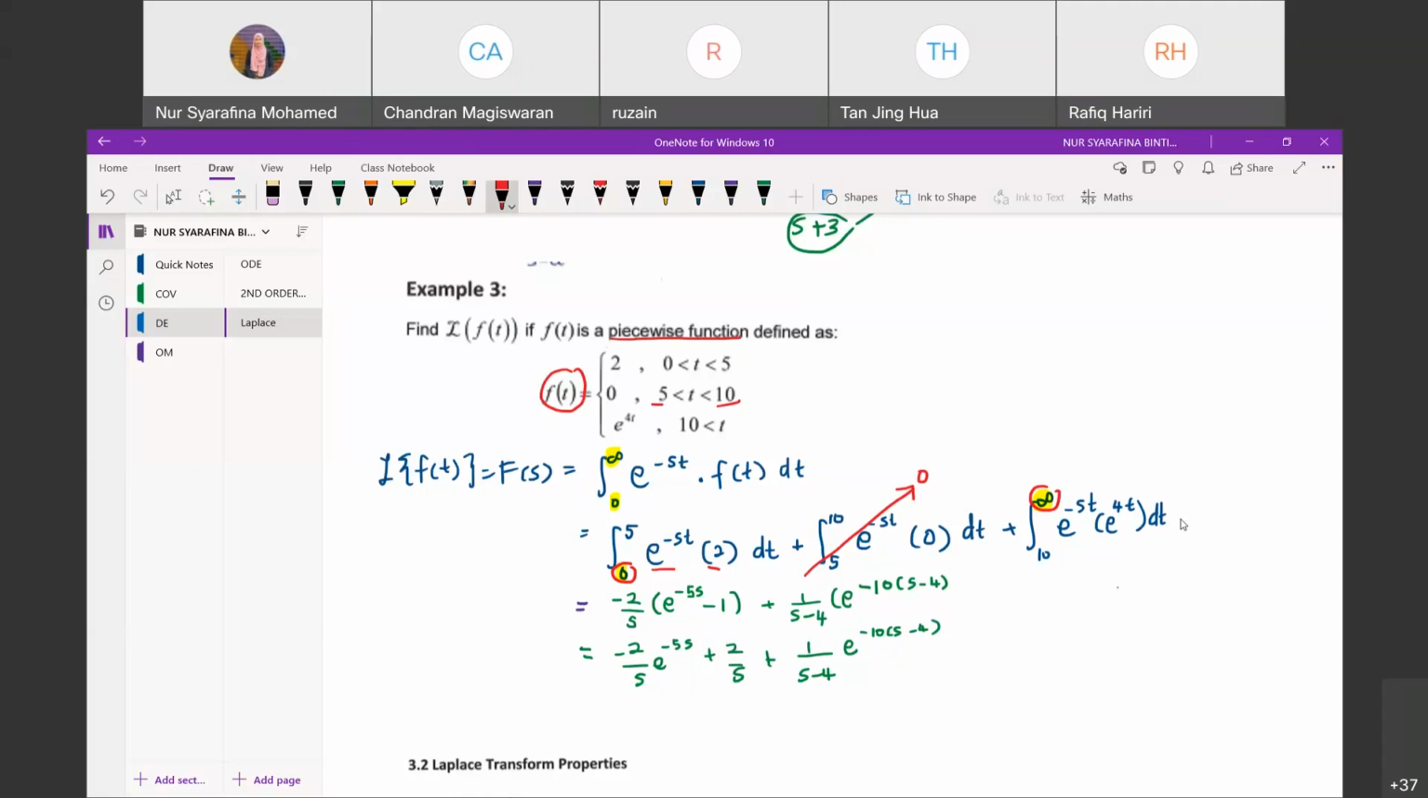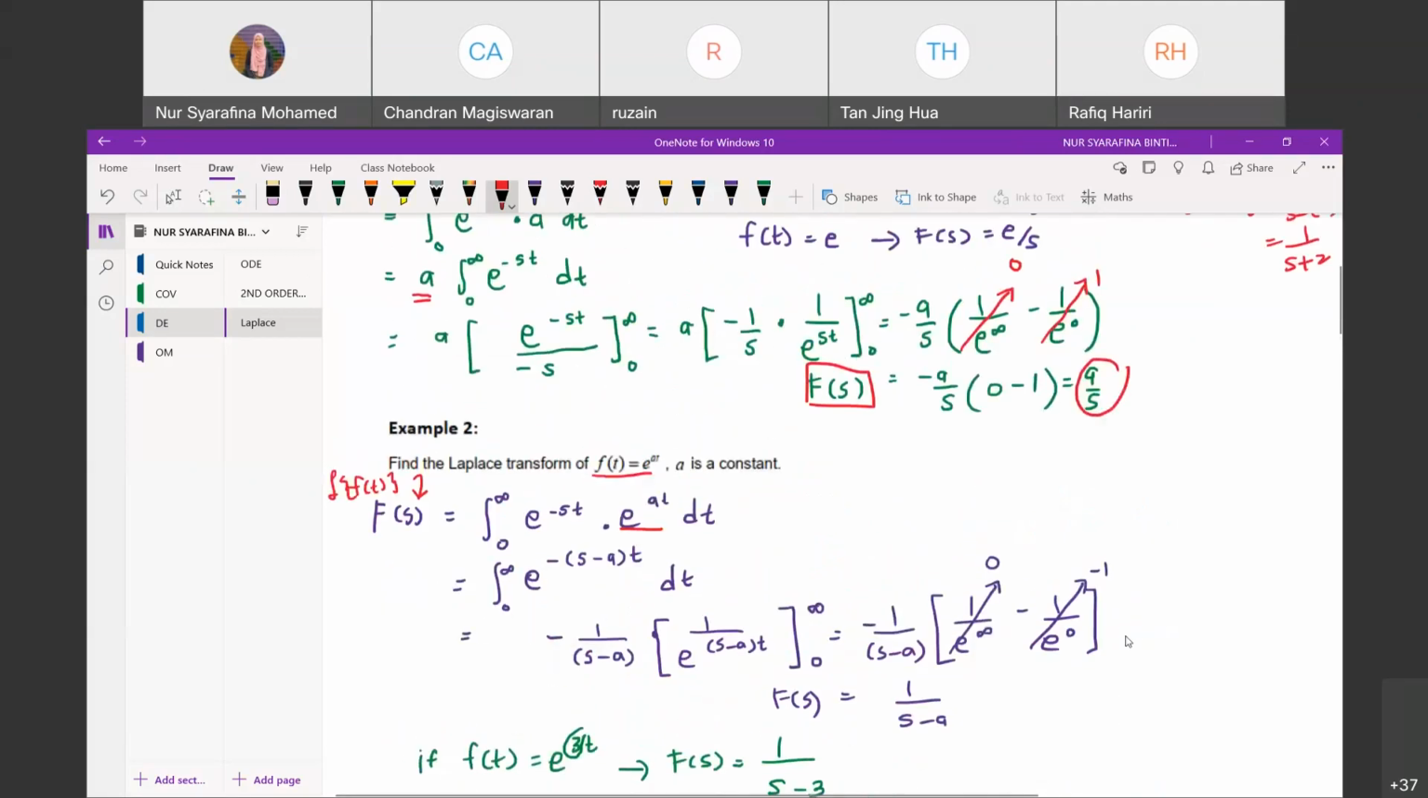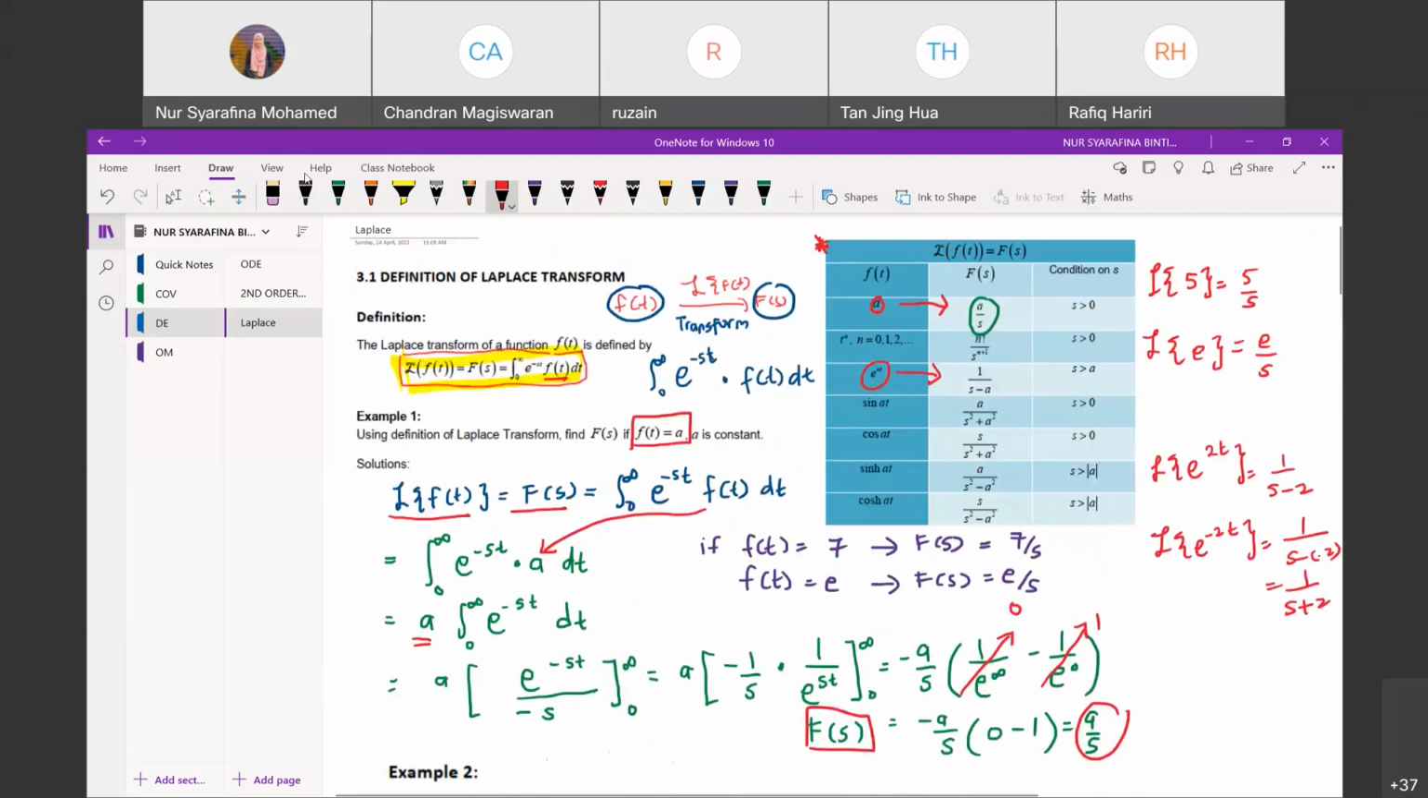All right, everyone got this? Okay, so I believe all of you got this. Now that is how you transform by definition. I'm not going to show you the table one by one. Through the examples later, we are going to face certain types of functions according to the table here.